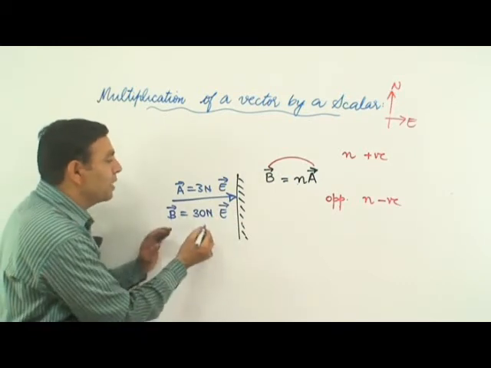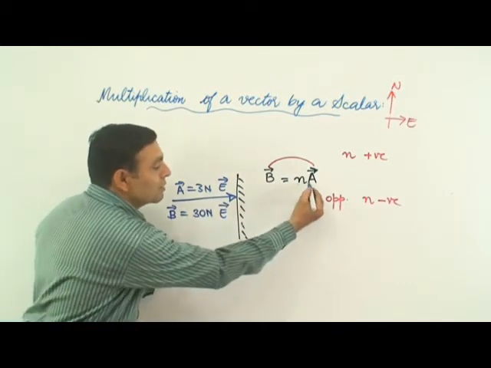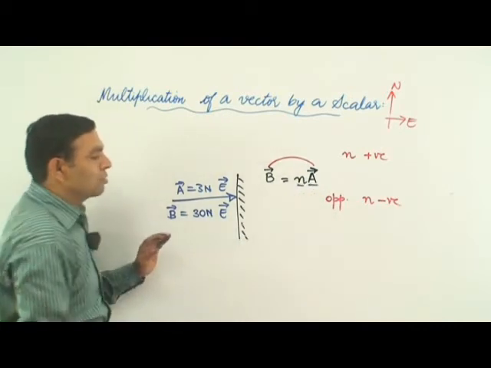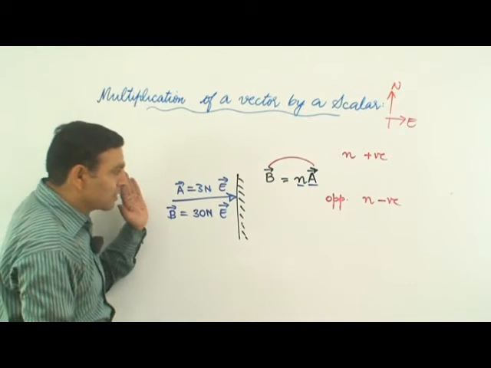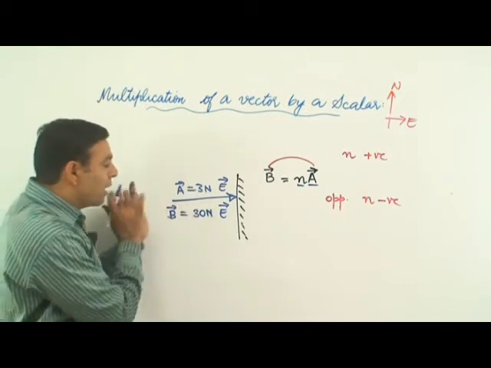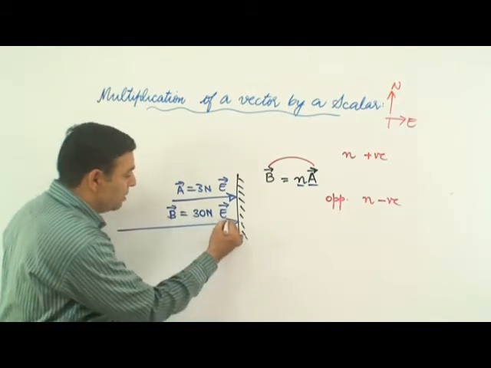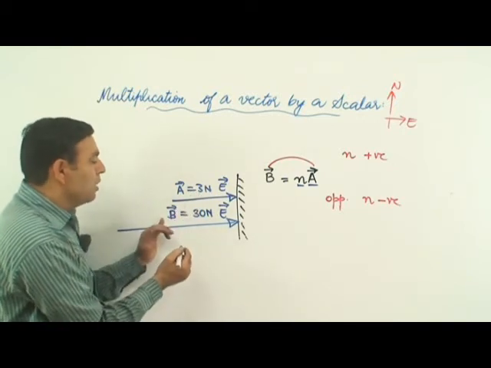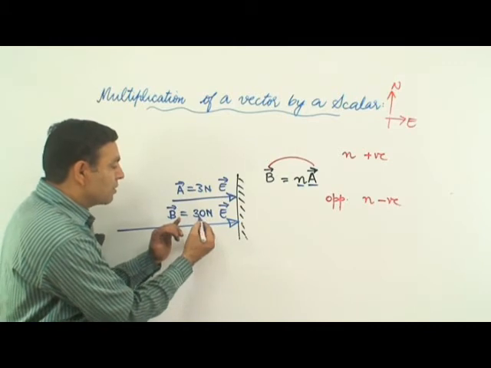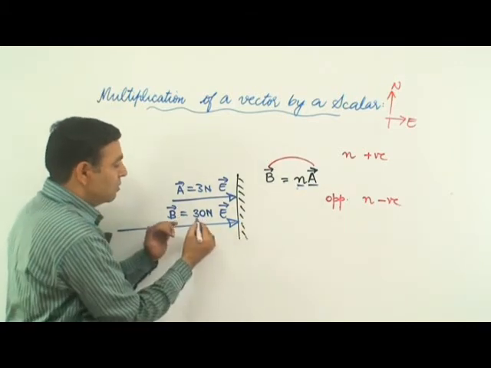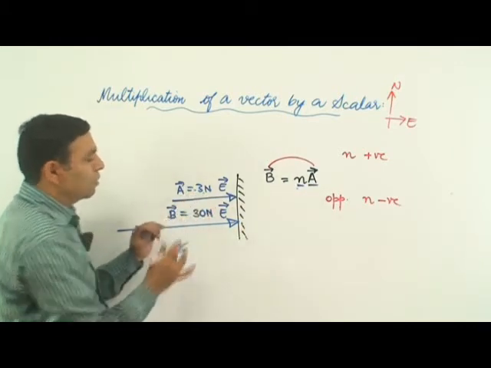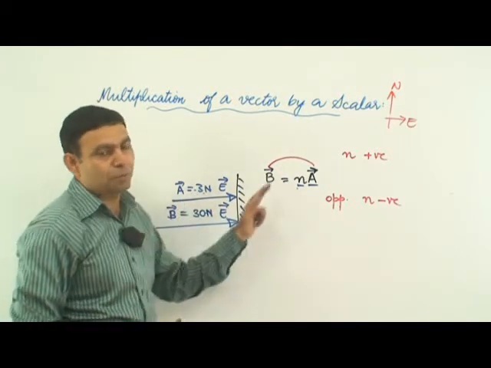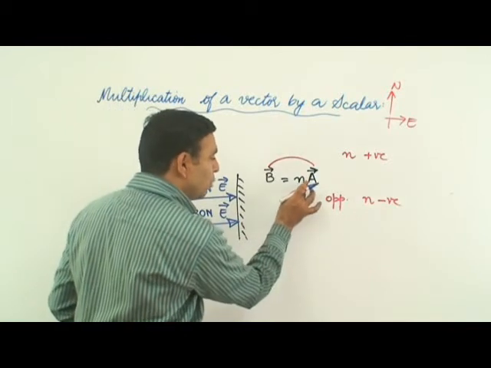positive scalar. In this case I have taken A as 3 Newton towards east, and I am multiplying by scalar 10, a positive scalar, so I get another vector, a big vector, but in the same direction. So I get another vector B which is n times A, 10 times this. Both are in the same direction because in this case the scalar was positive. Mind you, if this scalar is negative, then they are going to be in opposite direction.